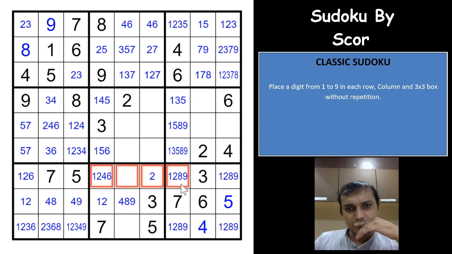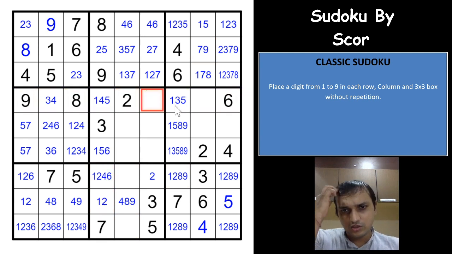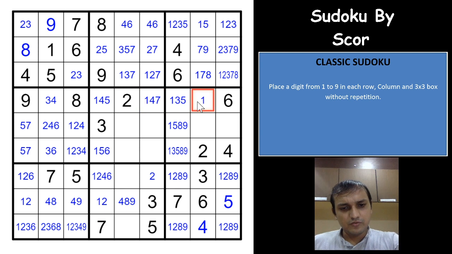3, 5, 7, 3, 5, 7. You have a 2 here, so that won't be anything here. 8 and 9. Okay. Let's see this row. 1, 3, 4, 5 and 7, right? 3, 5, 1, 4, 7. 3, 1, 4, 5 and 7.